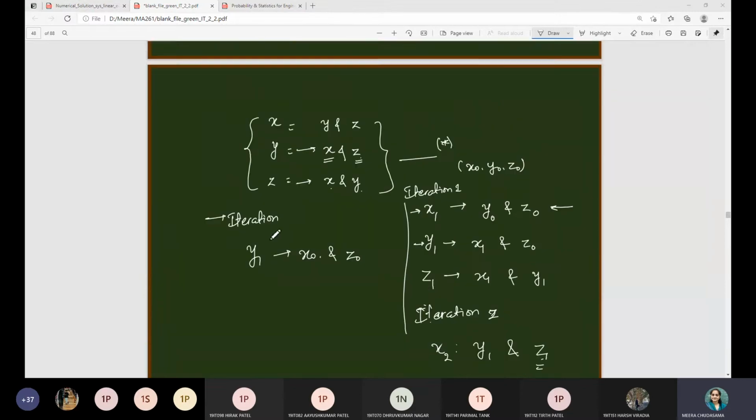If you compare these two methods, in the Gauss-Jacobi method we consider iteration 1. Suppose at that time, in all these three equations, we substitute x0, y0 and z0 whenever x, y, z appear.